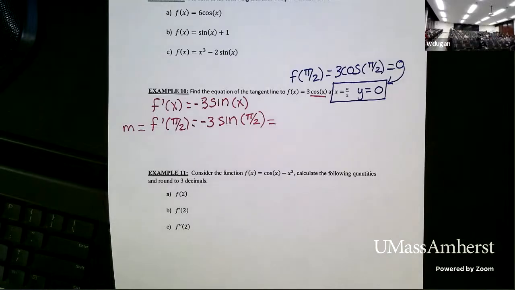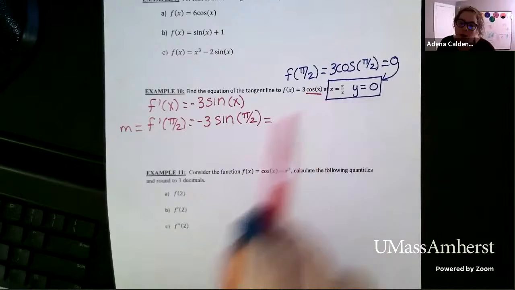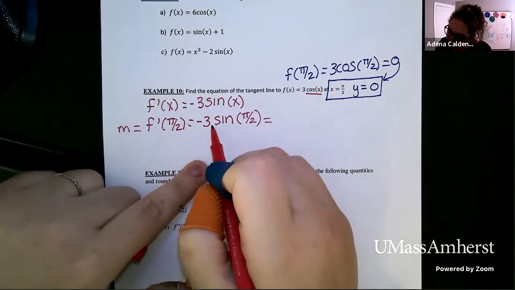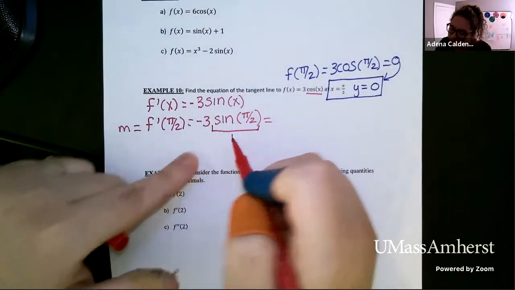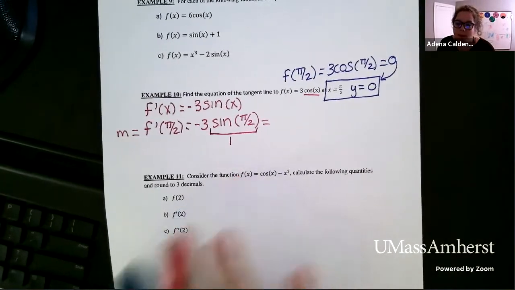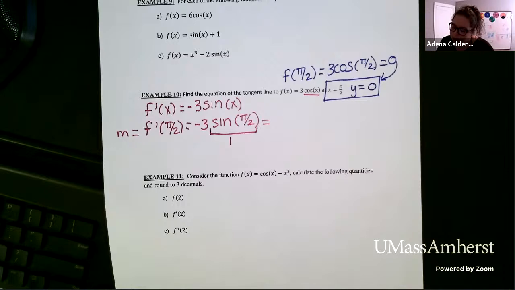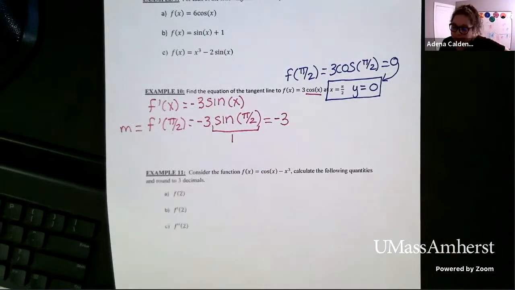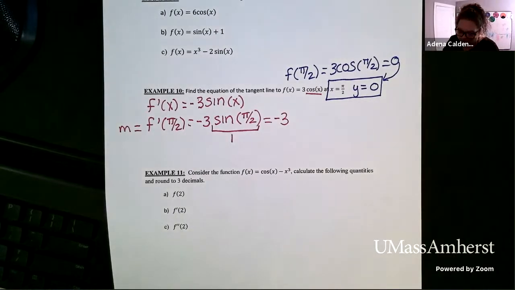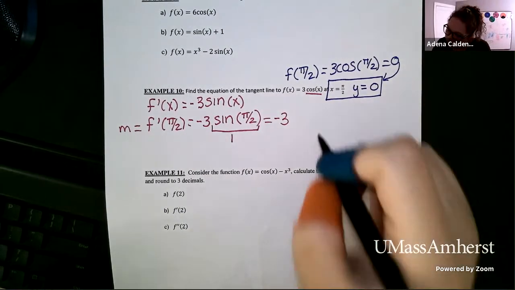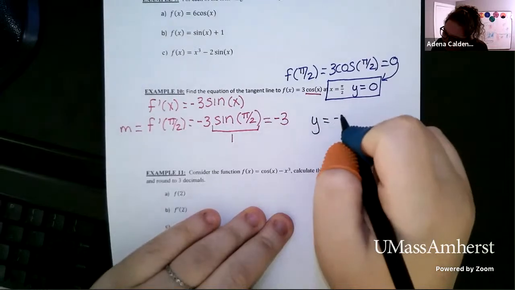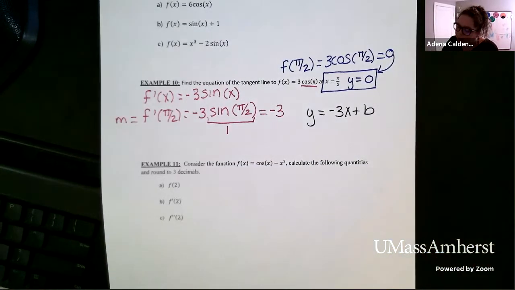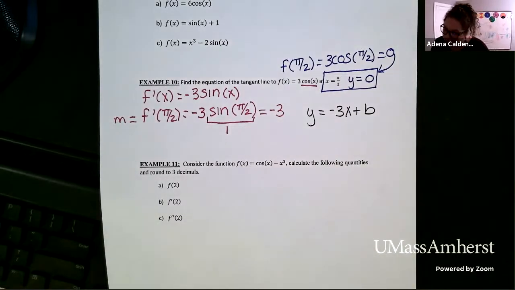So to get the actual slope, we need to plug in our x value into the derivative. So we plug in pi over 2. Sine of pi over 2 is 1. That's the value from your unit circle. So negative 3 times 1 is going to give me a slope of negative 3. So far, I have y equals negative 3x plus b. Now I need to plug in my point to solve for b.